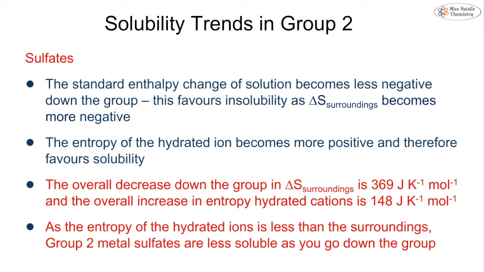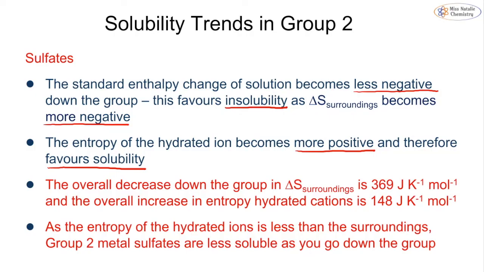When we get to the sulfates, we have a slightly different story. Our standard enthalpy change of solution is becoming less negative. So this favours insolubility because it's making our entropy of surroundings more negative, meaning it's less likely to be spontaneous. The entropy of the hydrated ion still remains more positive as you go down the group. That hasn't changed, we're still using the same elements, therefore that favours solubility. So now we have 2 competing factors, so we look at the magnitudes.